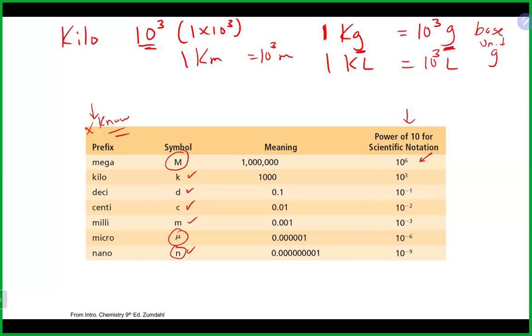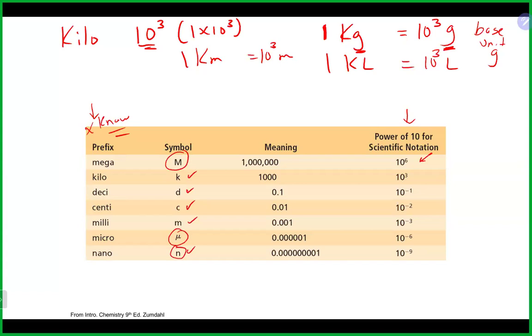Obviously, in the case over here, meters is our base unit. It's in both of them. So in 10 to the 3 meters, there's 1 kilometer. And over here, excuse me, liters is our base unit in each of those. And there's 10 to the 3 or 1,000 liters in a kiloliter.